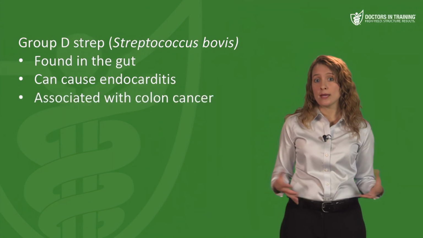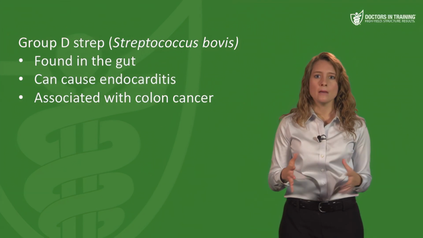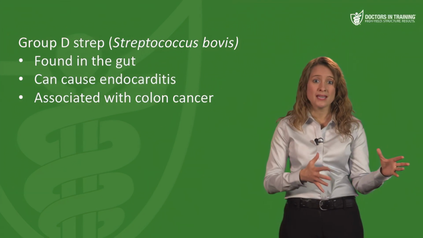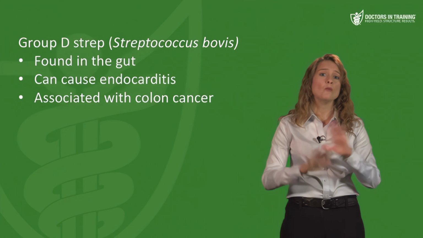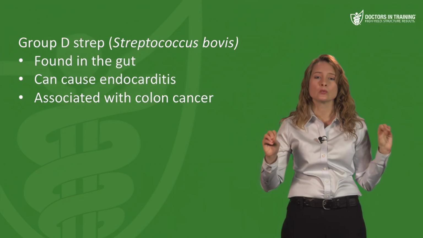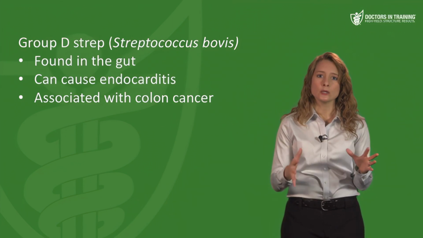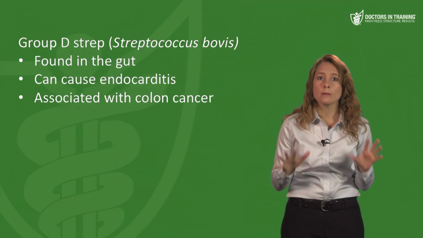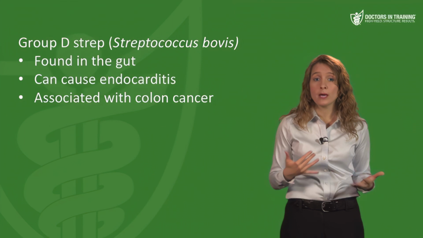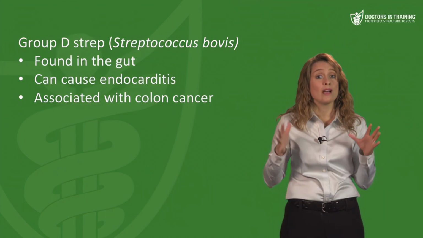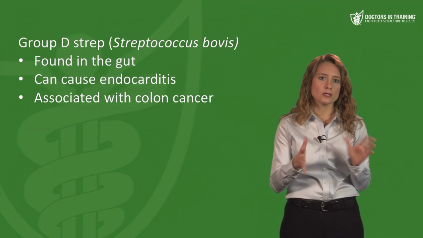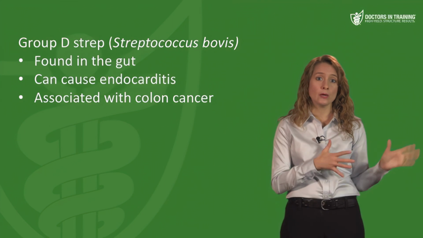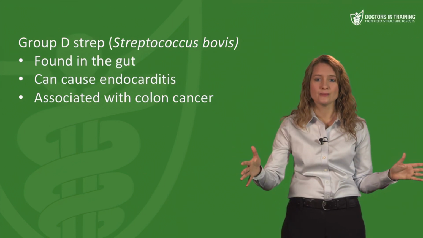colon cancer with colonoscopy. There's a lot of debate about what part the Strep bovis plays in the development of colon cancer, but regardless of its role in causation, there's an association between Strep bovis and colon cancer. In patients with Strep bovis endocarditis or bacteremia, about 15 to 30% of them will have colon cancer. So remember that association between Strep bovis bacteremia or endocarditis and colon cancer.